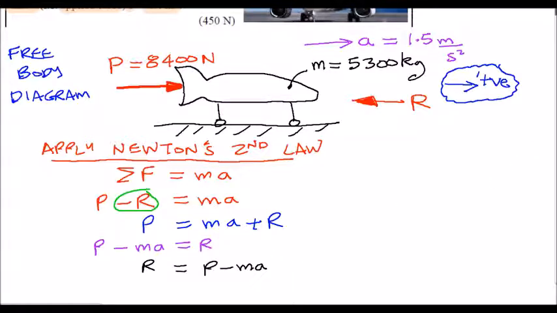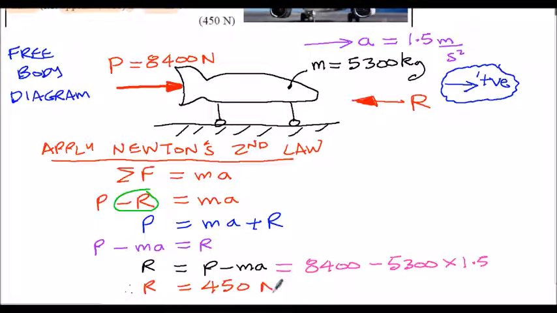What I'm going to do now is put the numbers into the equation. In my calculations, R is equal to 450 newtons. So that's the resisting force to the motion. That's the force that has to be overcome.